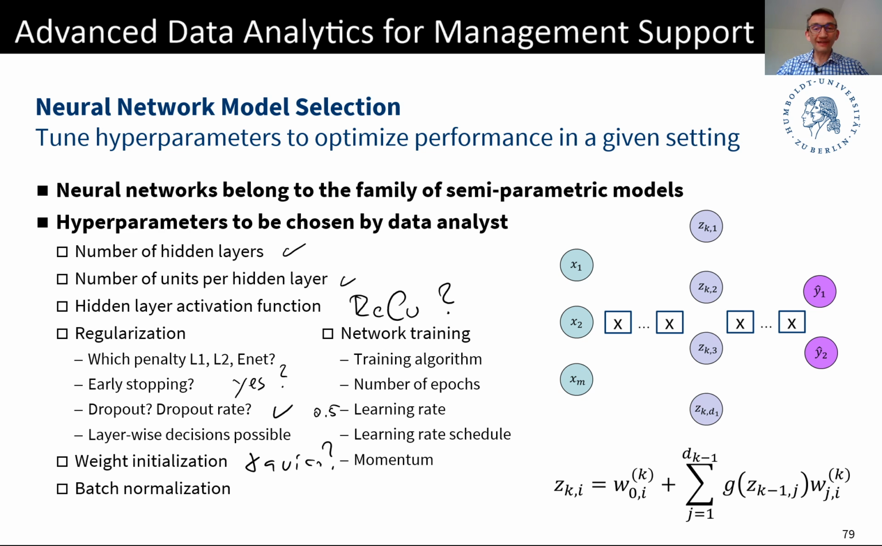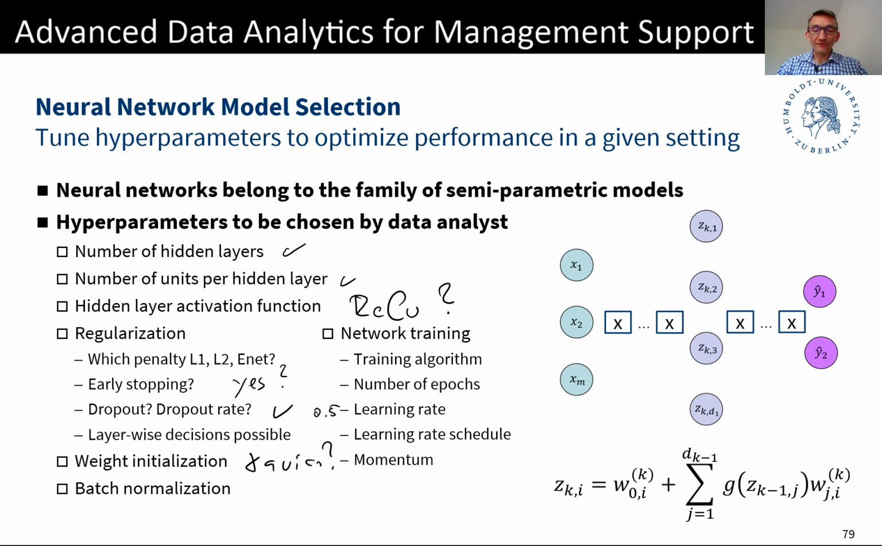Batch normalization, that's a bit more difficult. It's a layer that you add to your architecture. You could routinely have a batch normalization layer after every proper hidden layer. As a matter of principle, batch normalization should not cause any problems. So maybe that is a reasonable choice here.